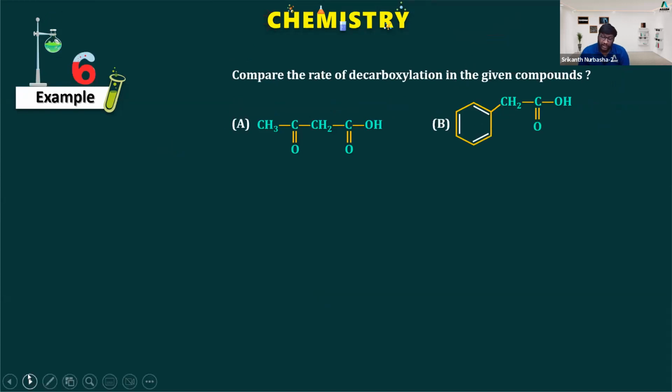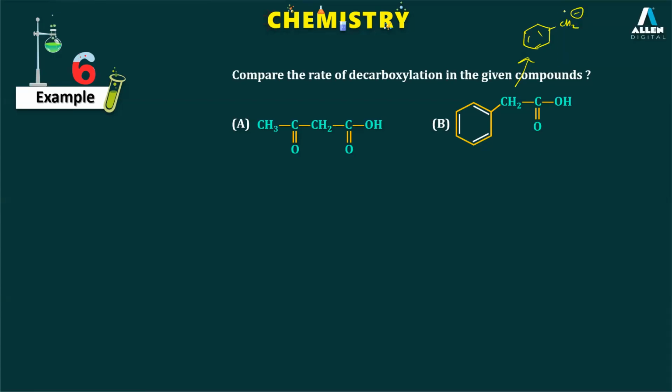Try to answer this. A is CH3, C double bond O, CH2, C double bond OH. B is benzene, CH2, C double bond OH. Compare the rate of decarboxylation. In B, what is the carbanion formed? C6H5CH2 minus, or not? Yes, sir. So which should be greater, A or B?